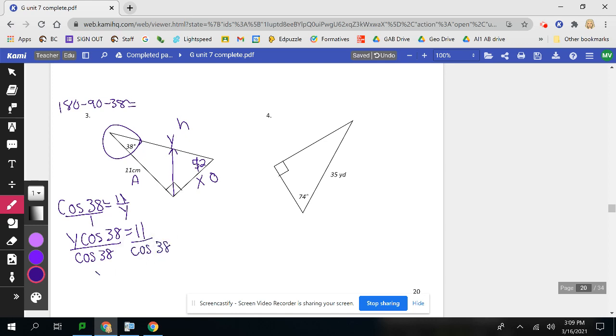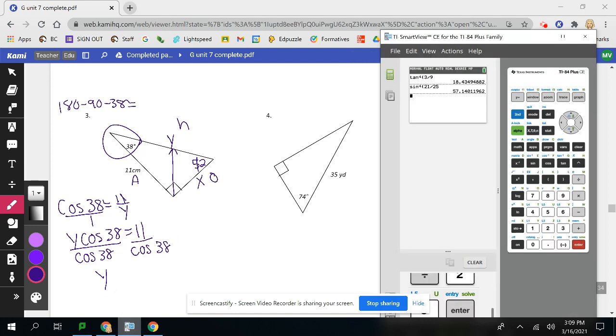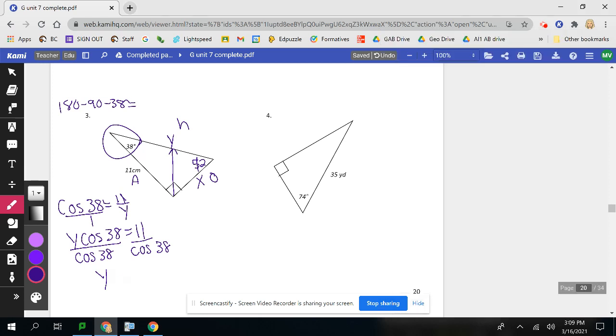So I'm going to do that on my calculator. So Y is equal to 11. So I'm going to use my fraction button. Alpha Y equals fraction 11 over cosine of 38. And rounded to the nearest tenth, that's 14. Because 13.958 rounds to be 14.0.